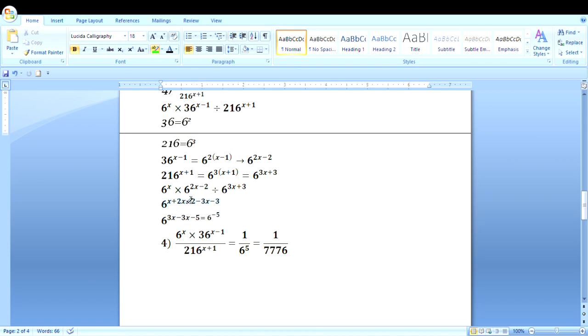So x plus 2x is 3x. So 3x minus 3x, and that one is off. And here we are left with minus 2 minus 3, that gives minus 5. So the whole expression here becomes 6 raised to the power minus 5, which can also be expressed as 1 over 6 raised to the power 5. 6 multiplied by itself 5 times is 7,776.